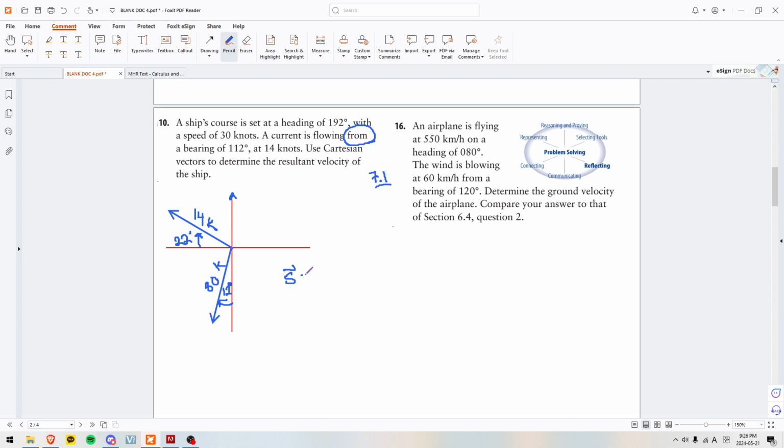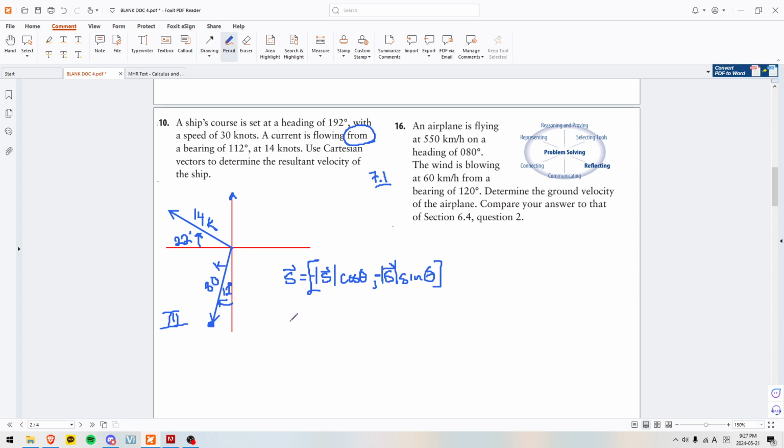By definition, if you remember a Cartesian vector, it's the magnitude of the vector, cosine, angle from the horizontal. Okay, and magnitude of the vector, sine theta. But please remember, this vector happens to be in quadrant 3, which means both x and y values are negative.